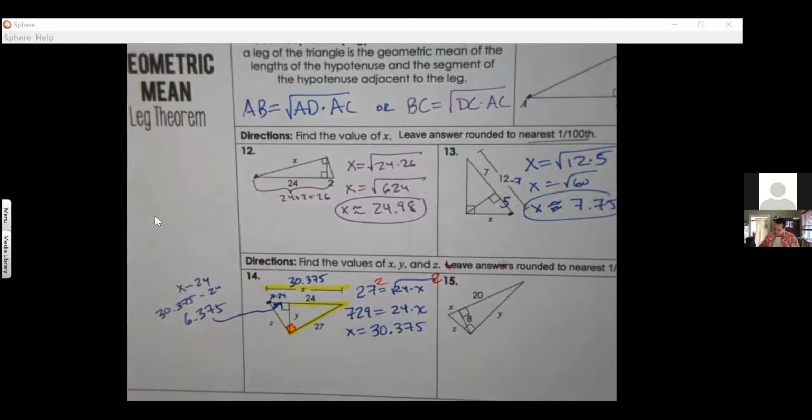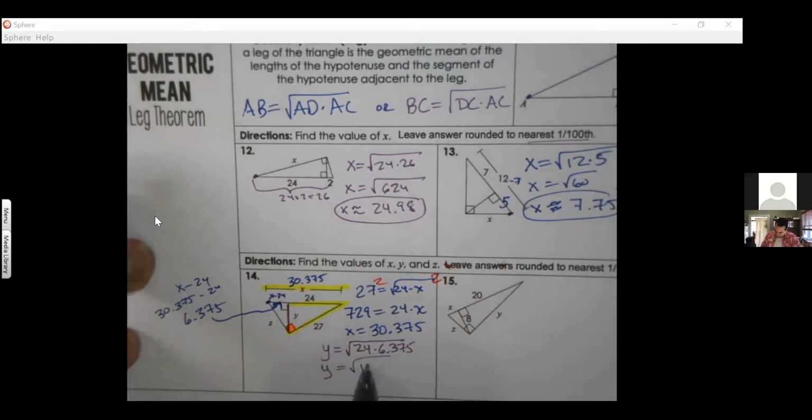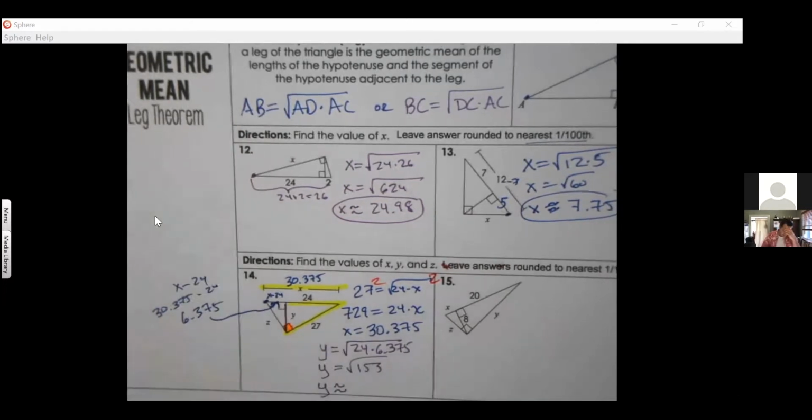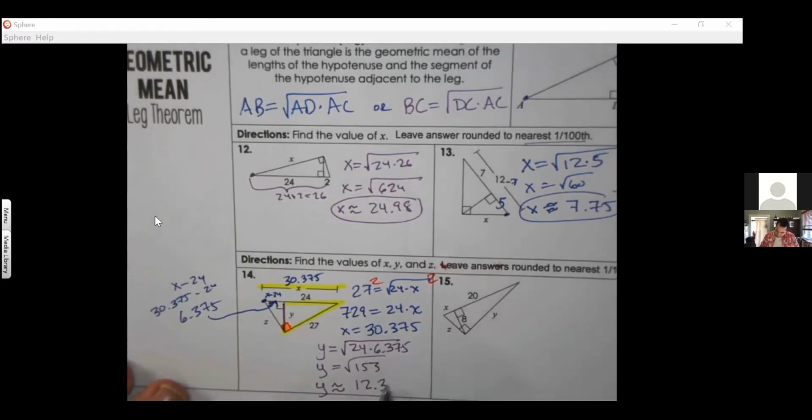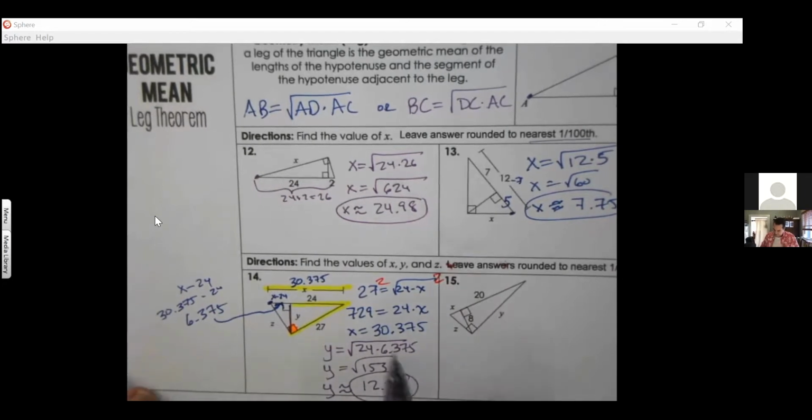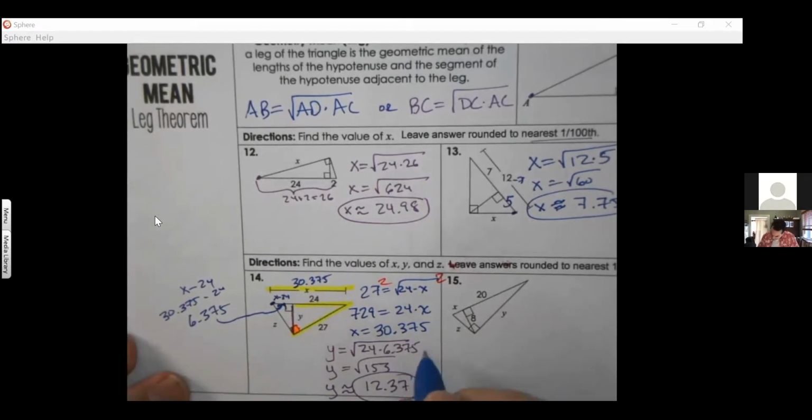So when I want to find y, I'm going to say y equals square root of 24 times this, which I just found is 6.375. So that's y is equal to square root of 153. So y is approximately equal to 12.37. So now I've got x. Well, I should have taken that further, shouldn't I? Because I should have said that x is equal to 30.38 rounded.